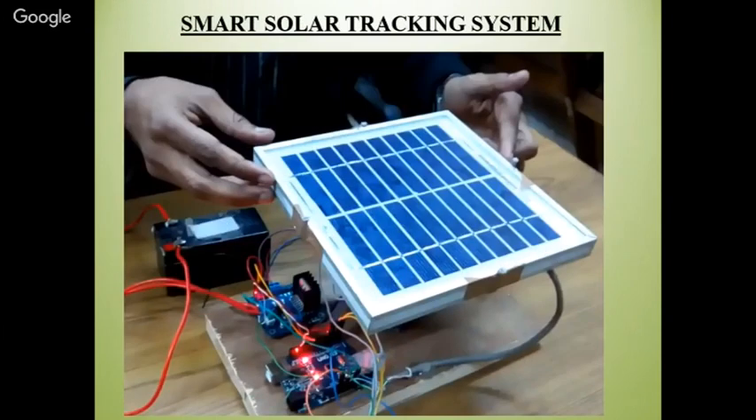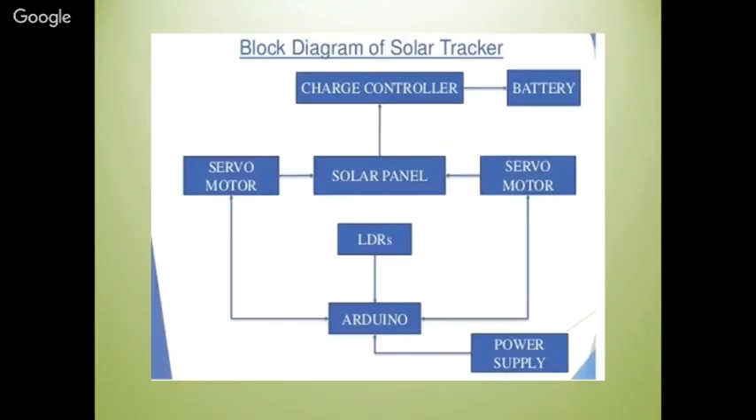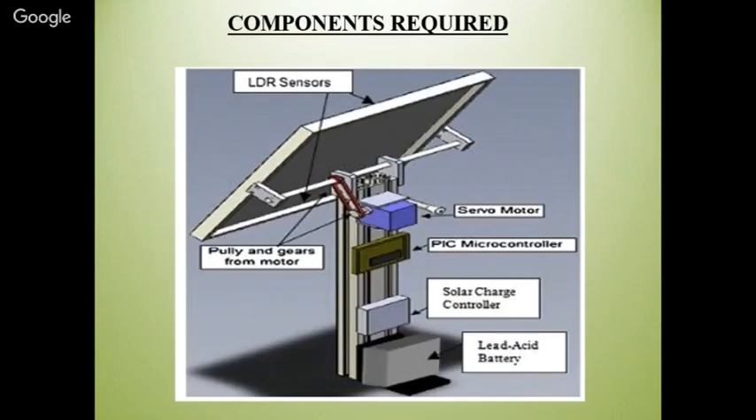The solar tracking system I have explained earlier, and you can also see the hardware here, and in the video I have explained how it works. This is the block diagram of the solar tracker. The charge controller, battery, and solar panel are there. The servo motor is attached to the solar panel. For the x-axis and y-axis, LDRs take the signals and give them to the Arduino. In the algorithm written in the Arduino, it takes the decision where the servo motor has to move. This is all about the solar tracking system.